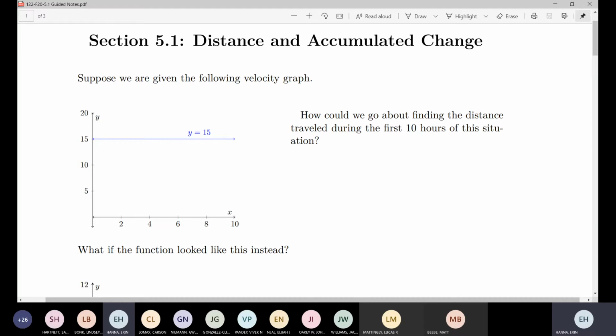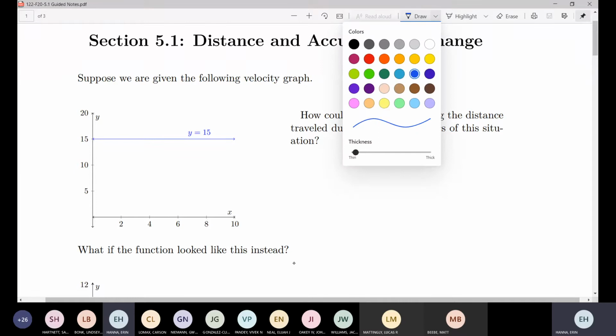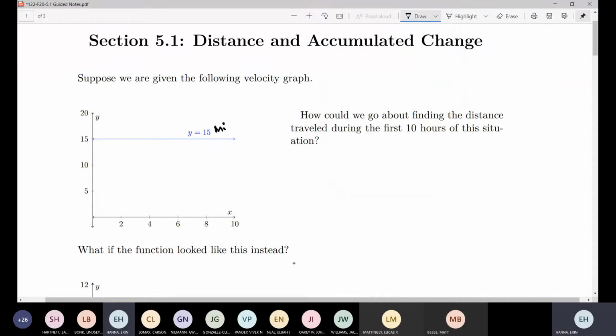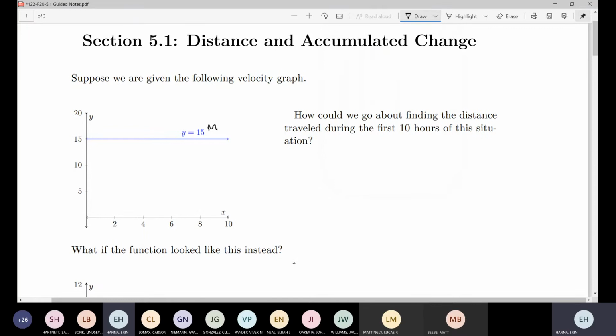So say we're given the following velocity graph. So essentially we have something that's traveling at a constant velocity of 15. Let's go ahead and say that this is in miles per hour. So we got something that's traveling a constant 15 miles an hour. And I want to know how far they've traveled in the first 10 hours in this situation.